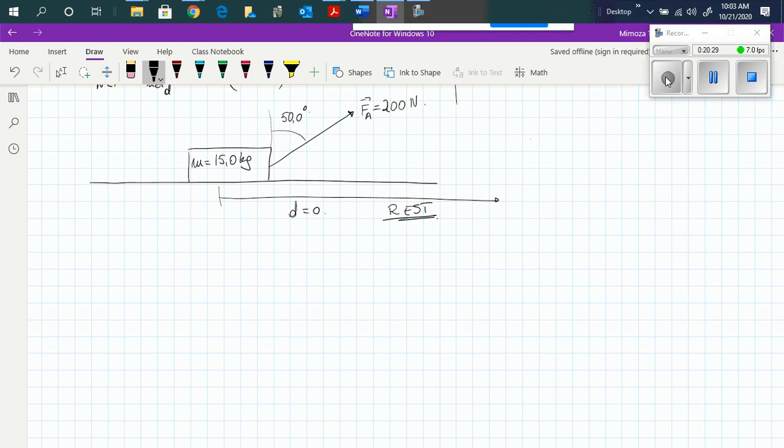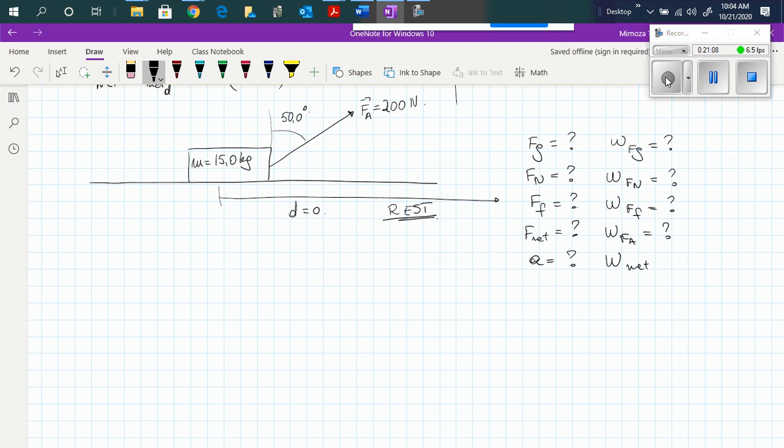So now we will find what is force of gravity, what is force normal, what is force of friction, and then what is work done by force of gravity. We can say even here force net, and why not acceleration. What is work done by force normal? What is work done by force of friction? What is work net? Work done by force applied. What is work net?